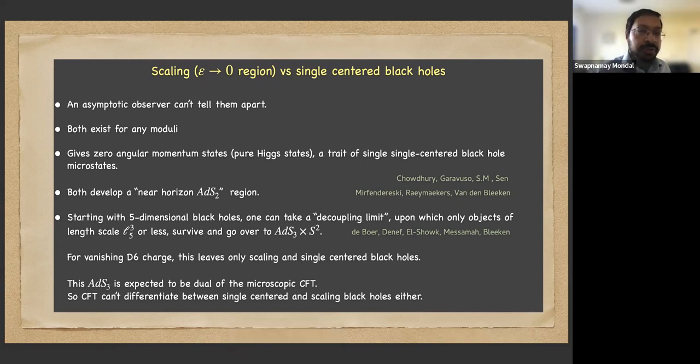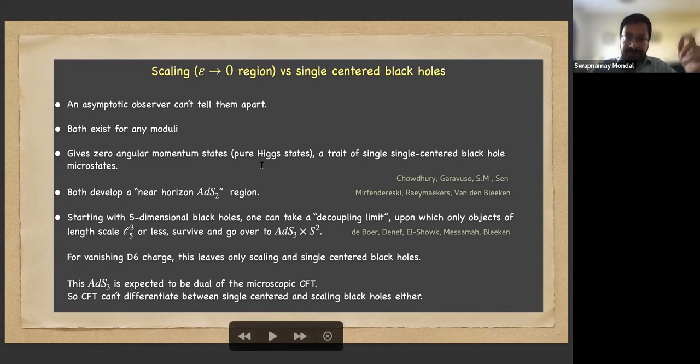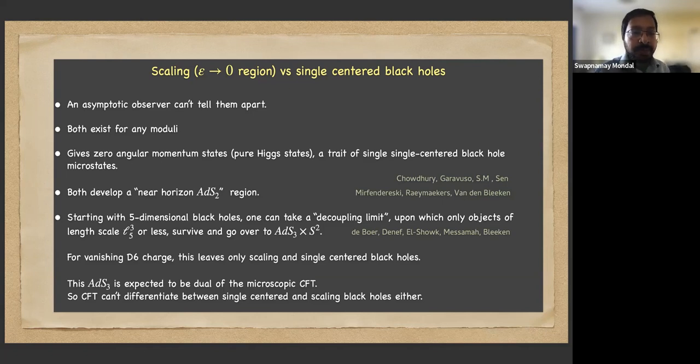Then another non-trivial point is that it has been appreciated lately that black hole microstates typically carry zero angular momentum. Now, for the scaling black holes also, there are certain zero angular momentum states called periodic states, which can actually be retrieved from this deep scaling part. This is another analogy with microstates of single-centered black holes.